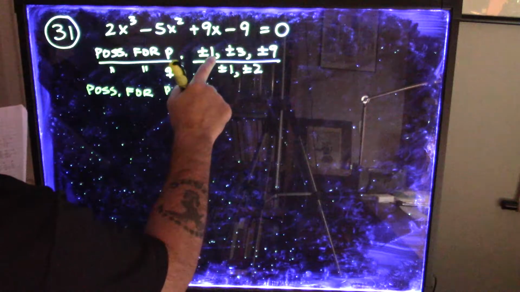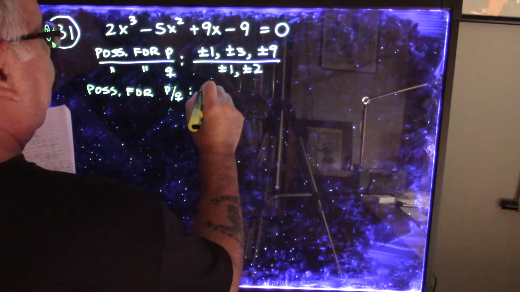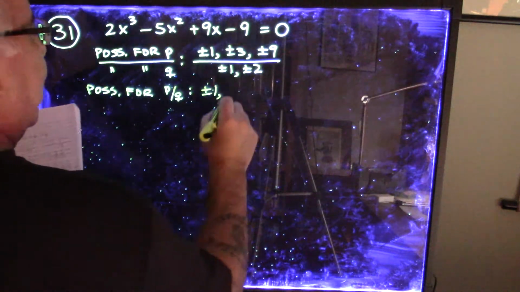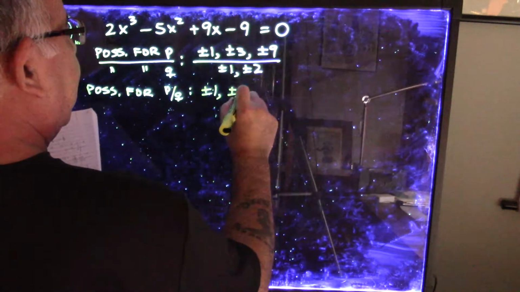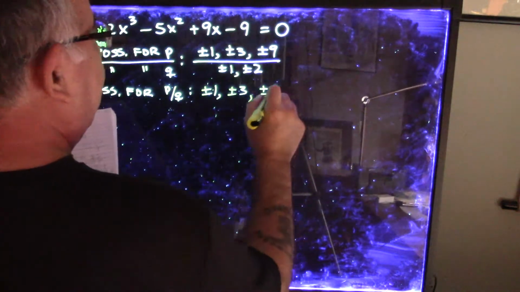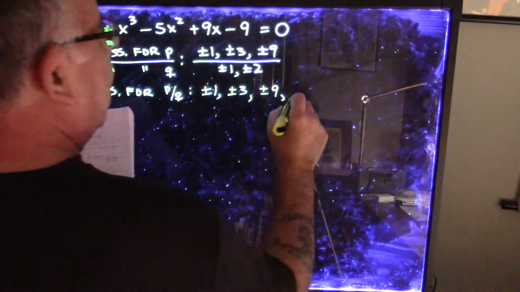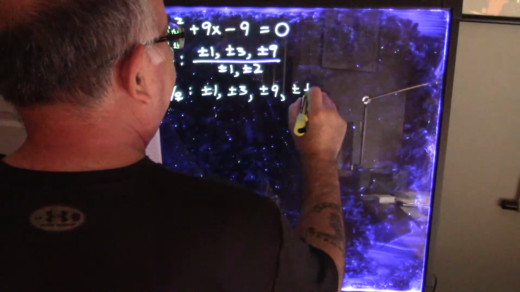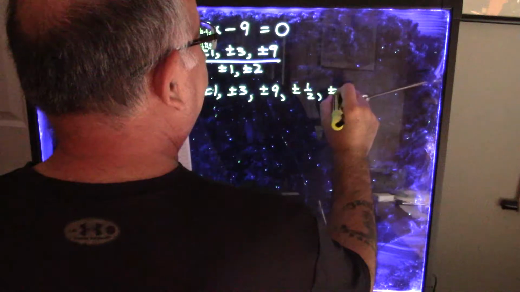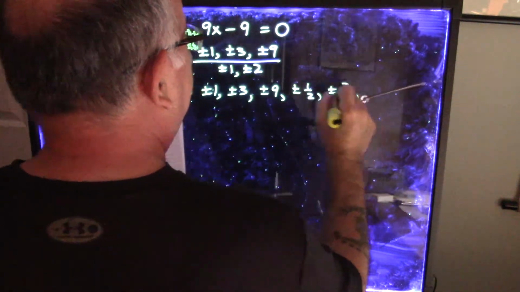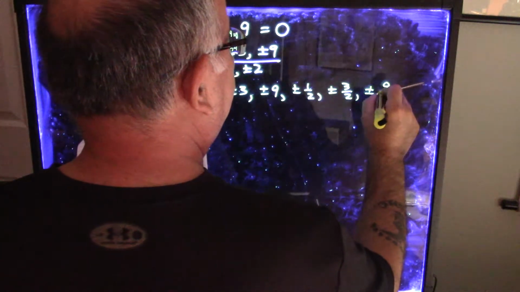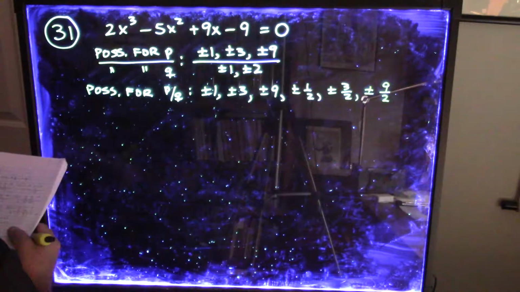Alright, so we've got 1 over 1 plus or minus 1, 3 over 1 plus or minus 3, 9 over 1 plus or minus 9, 1 over 2, that's plus or minus a half, 3 over 2, that's plus or minus 3 halves, 9 over 2, plus or minus 9 halves. And that takes care of all the possibilities.